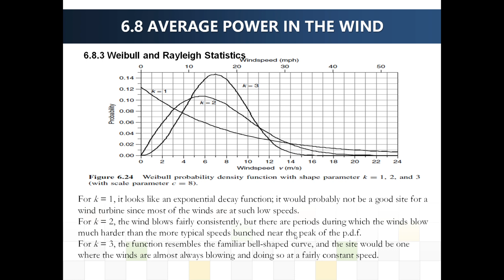For k equal to 1, it is like an exponential decay function. It will probably not be a good site for a wind turbine, since most of the wind is at such low speed. For k equal to 2, the wind blows fairly consistently, but there are periods during which the wind blows much harder than the most typical speed, which is near the peak of the PDF.